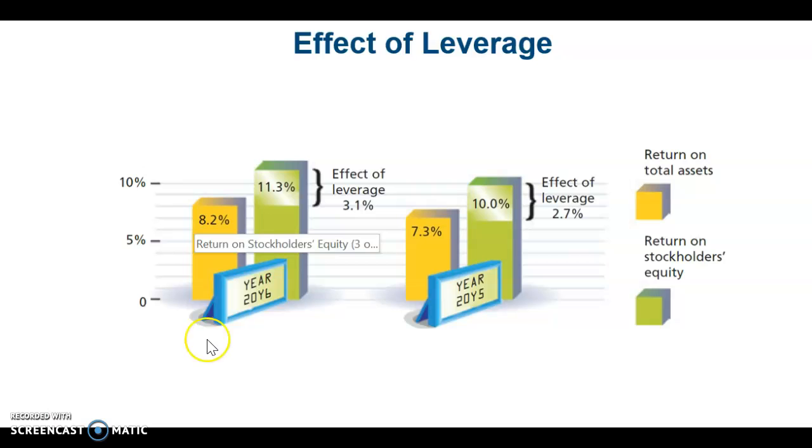So you can see here in year 2016 and then 2015, this is a better way to look at it. You can see the leverage effect. We have a little bit of leverage here because our return on the stockholders' equity is higher than the return on the total assets. The difference is called leverage.